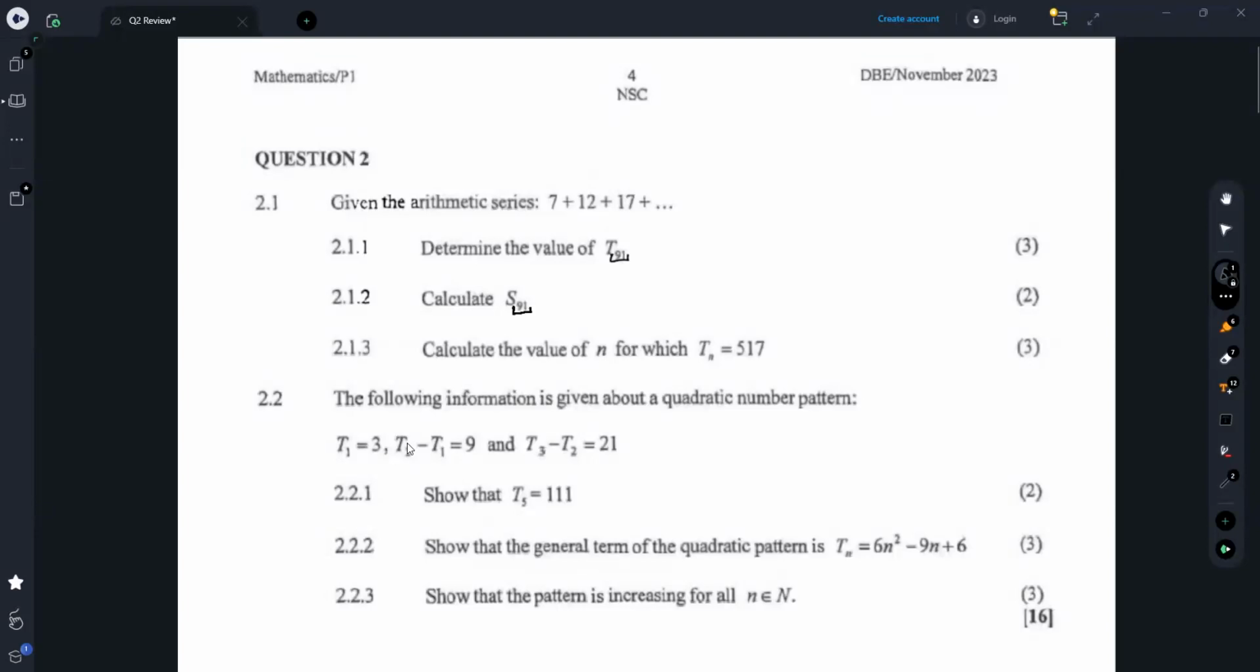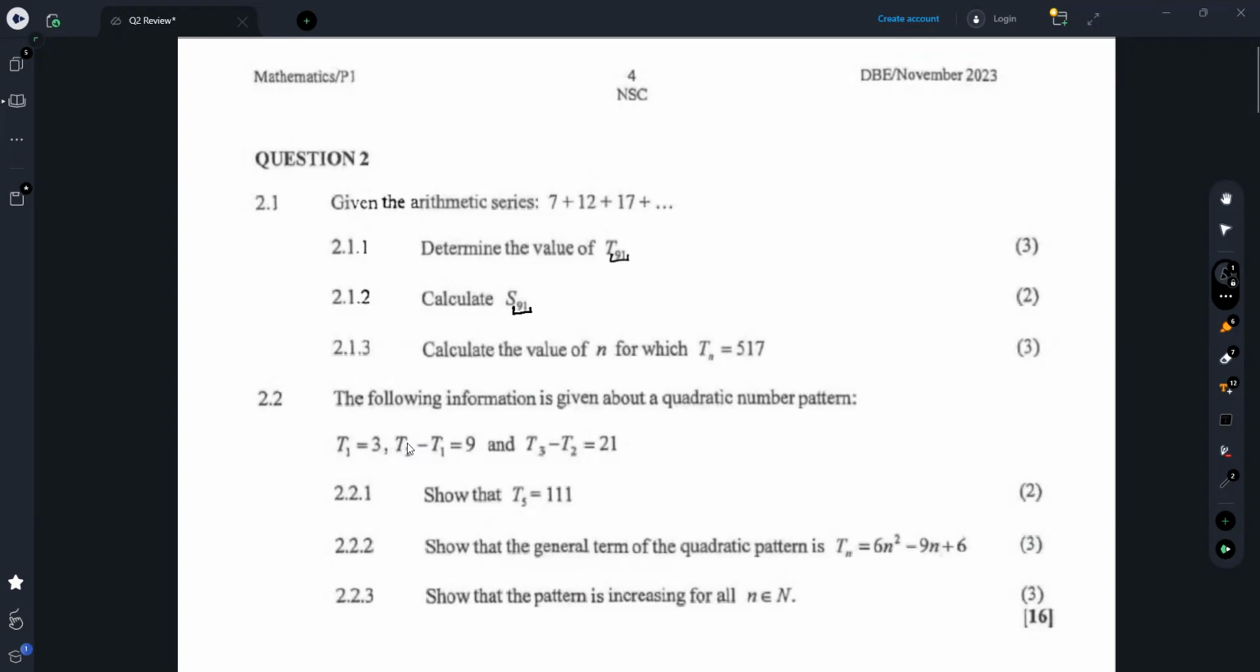Now, in this case, what's different is that you can also find the sum of the values that make up that pattern. So that's the only difference that we get. Okay, so let us go into it here. So 2.1.1, they're saying determine the value of T91. So now they're saying that we want the value of term 91.